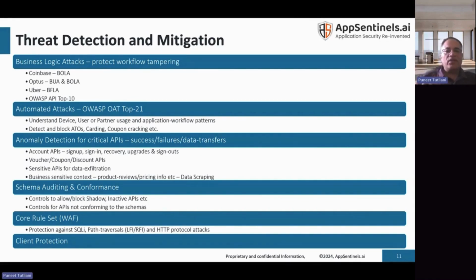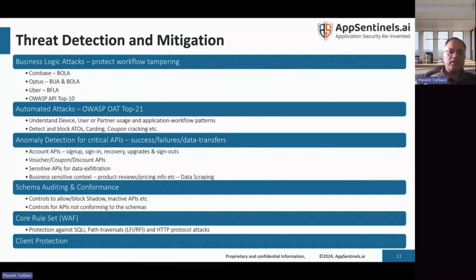The third layer of protection that you need is anomaly detection for critical APIs. Obviously there are important APIs like account APIs, voucher, payment, sensitive data APIs. The platform should monitor the usage of these APIs with respect to how many times these APIs have been called, success, failures, data transfers that are going on through APIs, and it should be detecting outliers here. So protection against data exfiltration attempts, protection against data scraping attempts are something which are possible outcomes of this layer of security for your APIs.